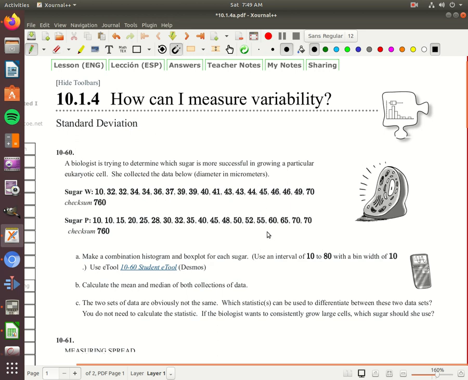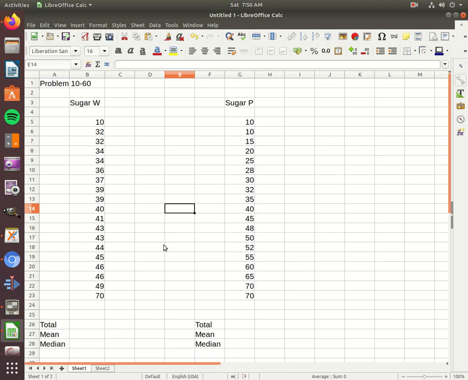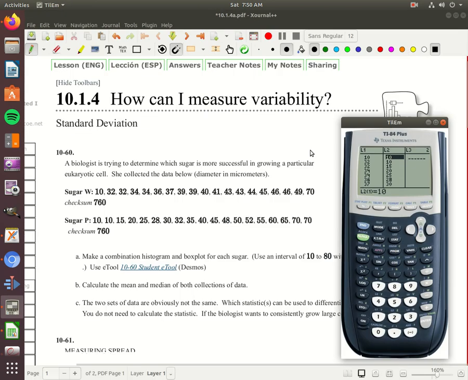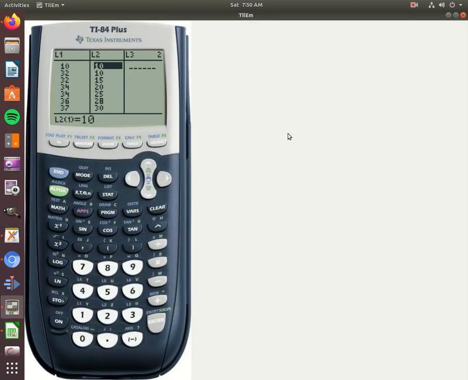By the way, there's going to be a bunch of jumping around in this video because I'm going to show you how to do it on the TI-84 simulator. You'll notice I already have the data for sugar W in L1 and sugar P in L2. I'm going to show you how to do it in Desmos, and I'm also going to be using a free version of Excel spreadsheet called LibreOffice. I'm supposed to do a lot of math by hand today, and I am not going to. I'm going to cheat and use the spreadsheet, but you should be doing it by hand. The only reason I'm not doing it by hand is because it's going to get real messy trying to write all this information on these pages.